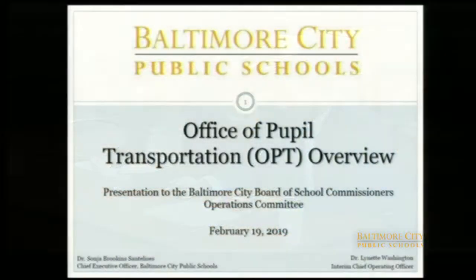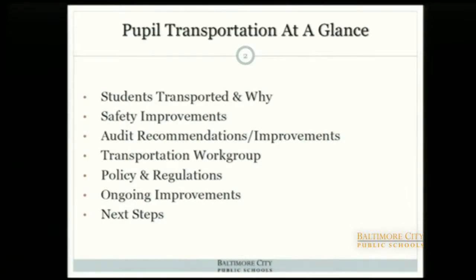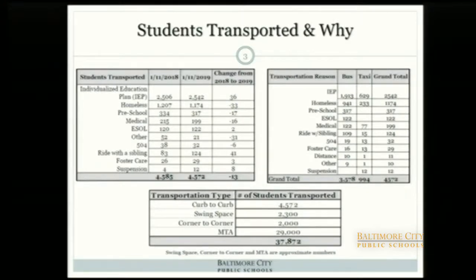So for the overview of OPT, the topics that we'll cover are students transported and why, safety improvements, audit recommendations, transportation workgroup, policy and regulations, ongoing improvements, as well as next steps. So with students transported and why, this is a snapshot comparing this year to last year, where we were and where we are with the number of students we transport. Just an FYI, the swing space, corner to corner, and MTA numbers are all estimates. The MTA number is the number of eligible riders, but that number could be less.